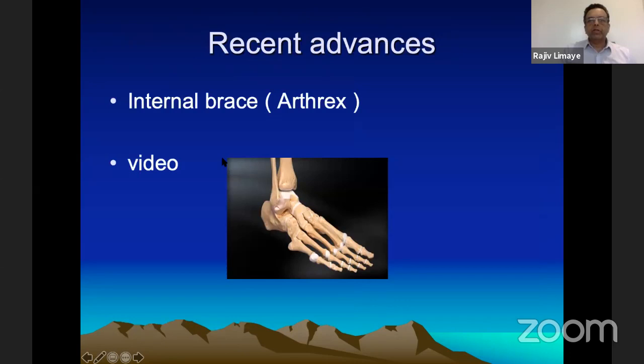In the recent advances, unfortunately this video might not play, but the internal brace has come into a lot of use. The internal brace is essentially a tightrope-like structure associated with a fiber tape. It is inserted into the lateral part of the fibula as well as into the neck of the talus, where the ligament is attached, as an augmentation device. This is not to replace the modified Brostrom-Gould, but is used in conjunction with it, as an augmentation method.